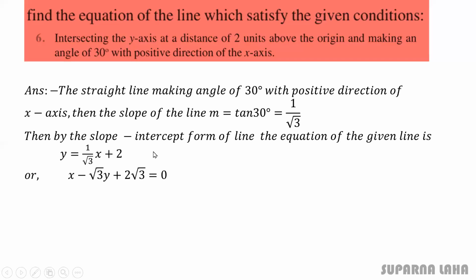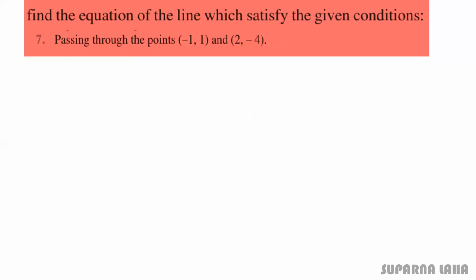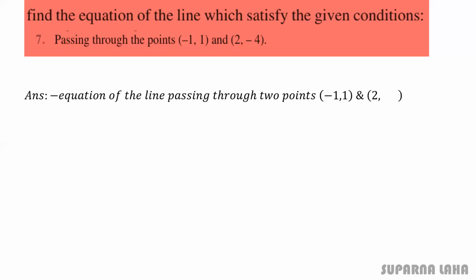So moving to the next question. Passing through the points (-1, 1) and (2, -4), you need to find the equation of the line. Now you know the two-point form, so you can apply this two-point form here. That is y - y1 = (y2 - y1)/(x2 - x1) × (x - x1). So apply it, y - y1.